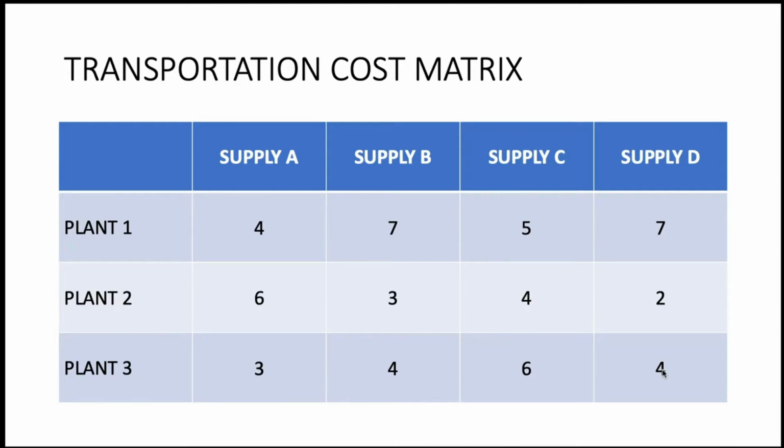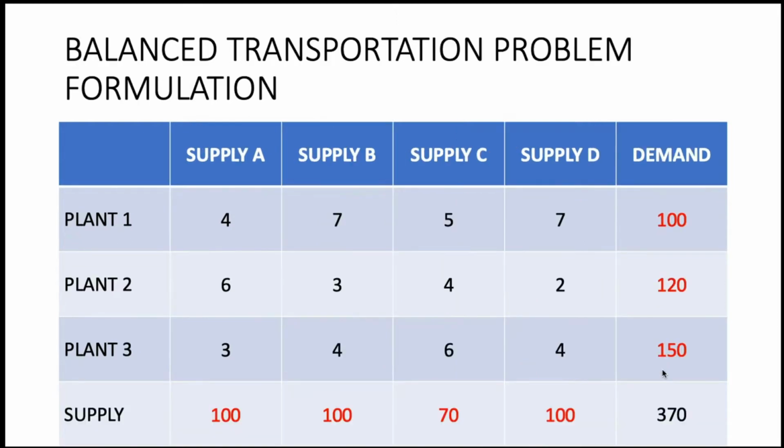minimize the cost. So we try to find out what will be the allocation of both the demand and supply so that the cost is minimized. So here I've imposed the demand. I have hypothetical values of demand. Plant 1 has a capacity of 100 units. Plant 2 has a capacity of 120 units. And plant 3 has a capacity of 150 units. So this will be their actual demand for raw material.